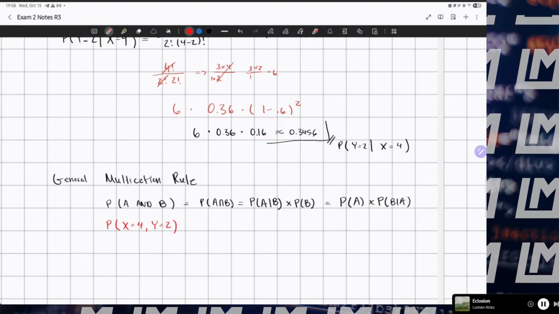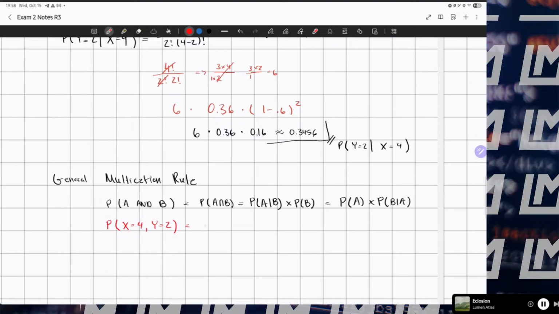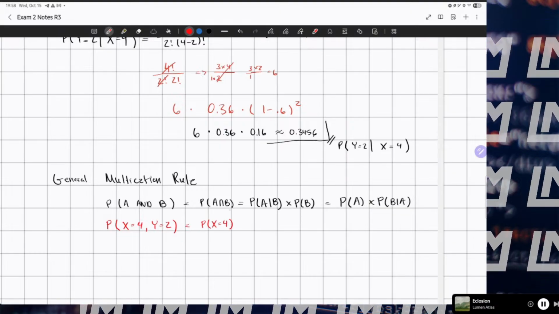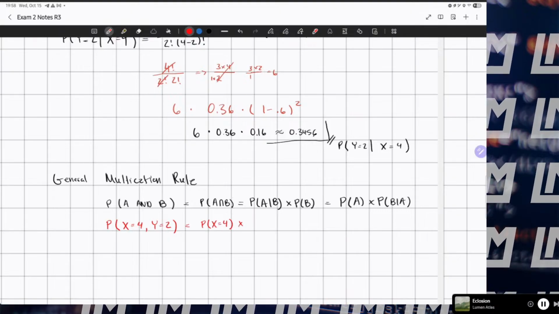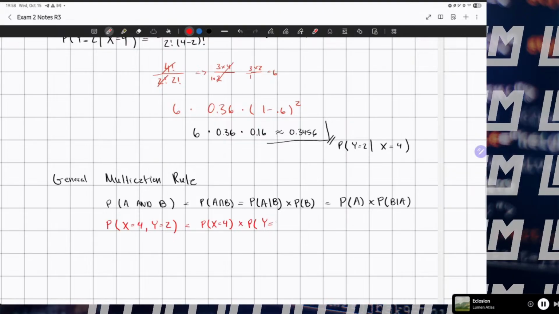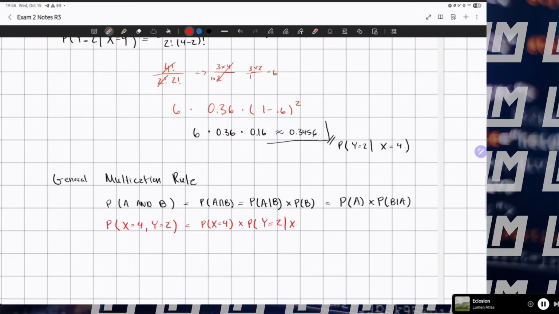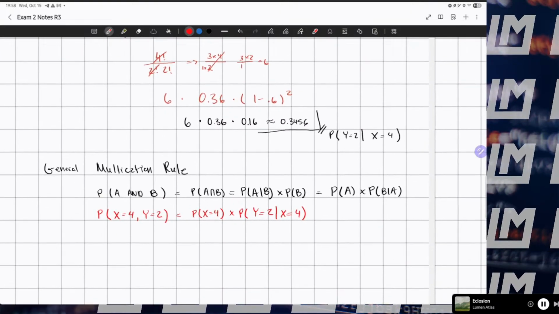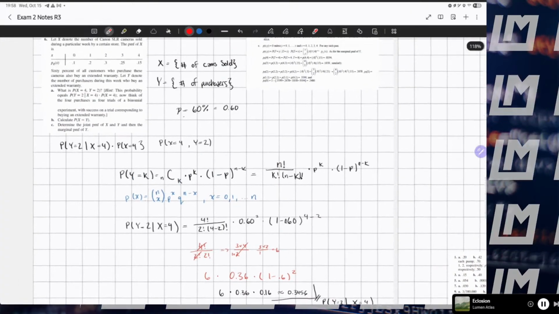So this is equal to the probability of x equals 4 times the probability of y equals 2 given x equals 4. Right? So then when we plug that in, I'm going to refer back to the table so we're making the proper connections.